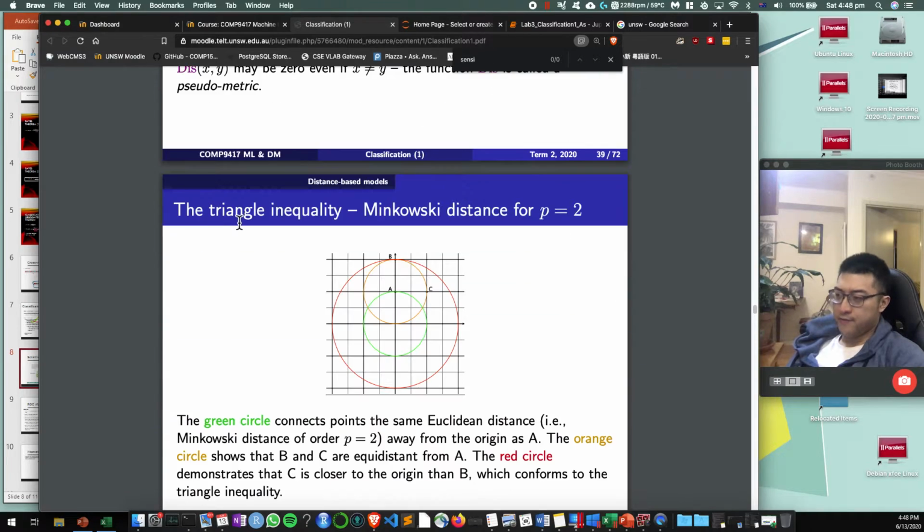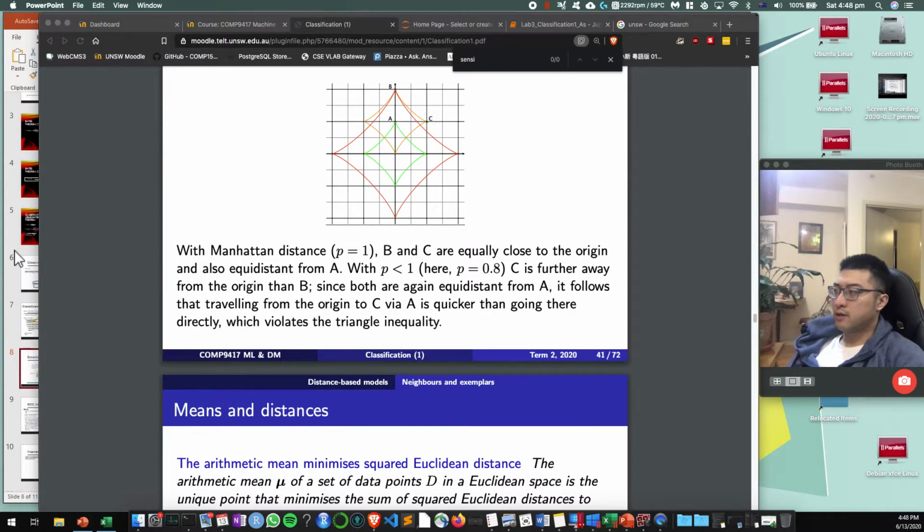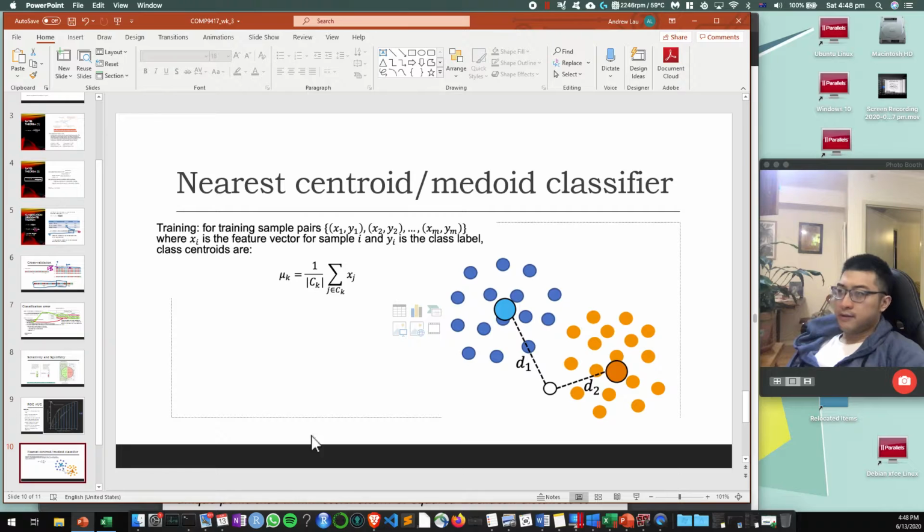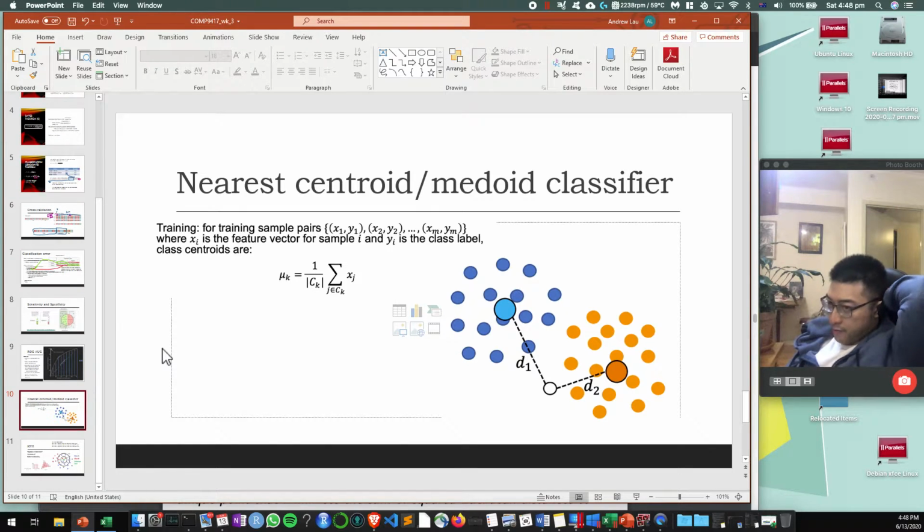There's some properties of your distance metrics. Okay. So now that we have a distance metric in tow, now that we have a little bit of a handle on it, I want to talk a bit about your nearest centroid medoid classifier.